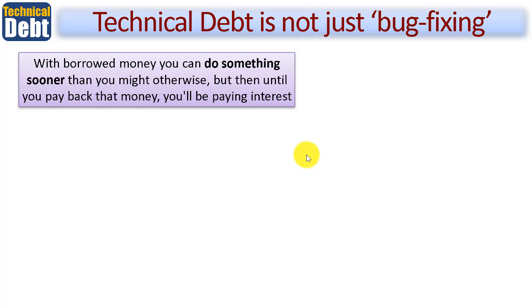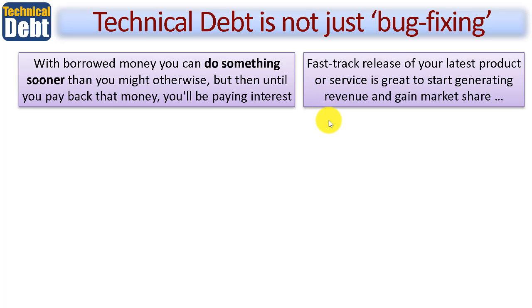And it's important to understand that technical debt is not just bug fixing or dealing with issues. Those still occur on any project or endeavour that is launching new products or services. And of course, with borrowed money, we've all done that and we all do it, and businesses do it for sound financial reasons. You can do something sooner than you might otherwise, but then, until you pay back that quote-unquote money, you will be paying interest.